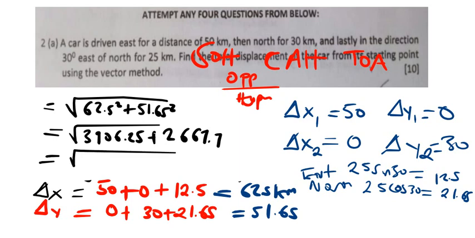Since I already have my 2667.7, I'm just going to add that to 3906.25. I'm getting 6573.95. Then the square root of that gives me 81.1 kilometers.